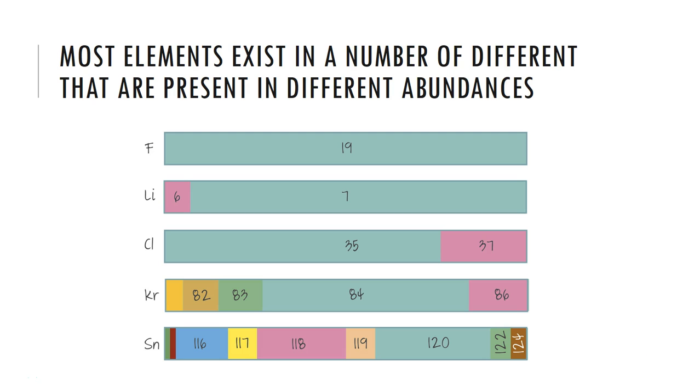So pretty much the majority of elements exist as a number of different isotopes. Fluorine is unusual. It's just all one isotope. We only ever see fluorine-19. Lithium, we can see lithium-6 and 7. Chlorine, we've already been introduced to as 35 and 37. We can see here that krypton and tin actually have a number of isotopes. Tin has quite a few isotopes. And these relative abundances are actually set at the time that the elements were created in the universe. They don't change.